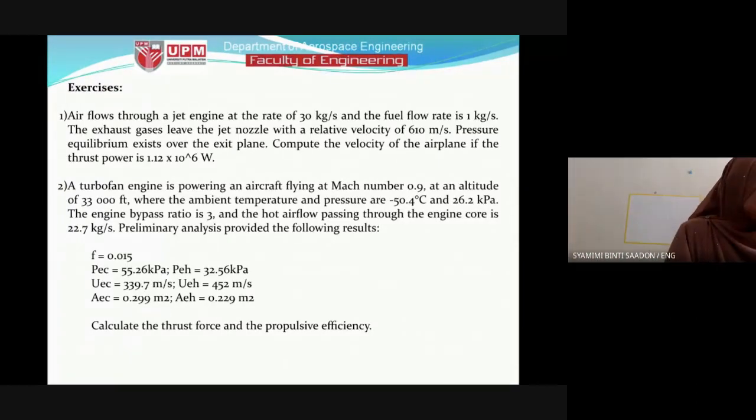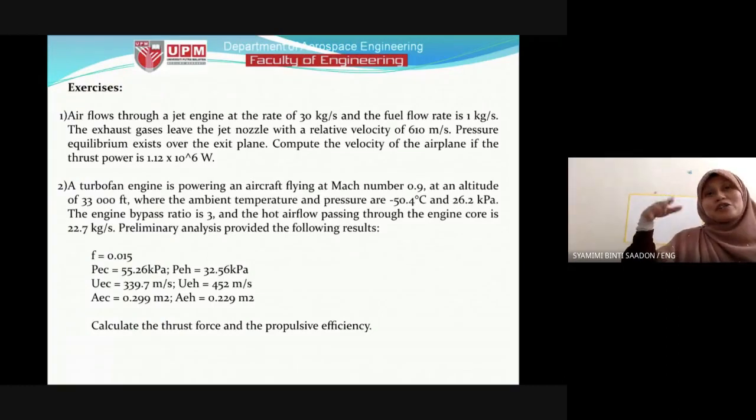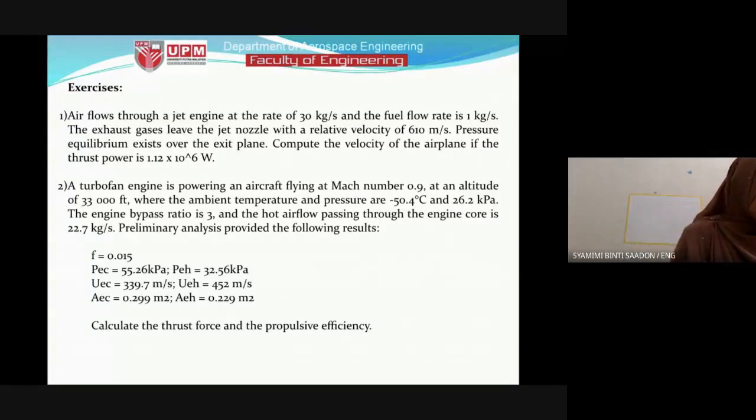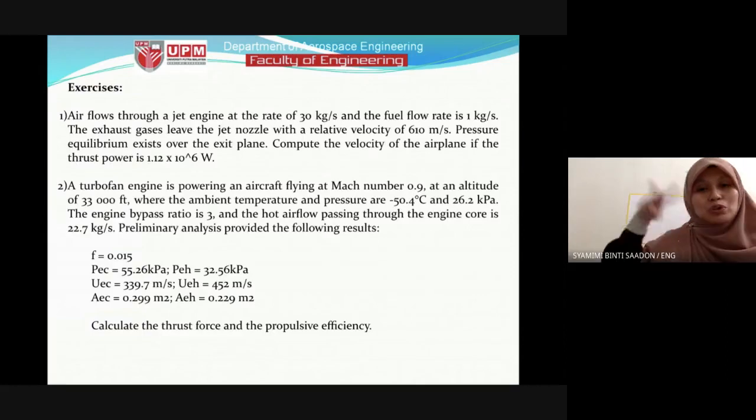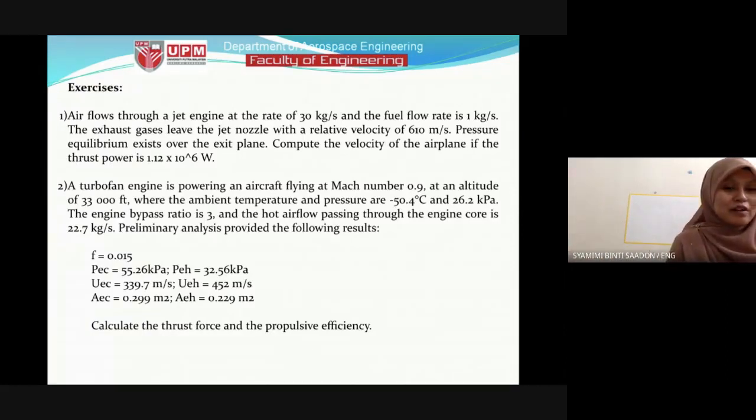I think the equation for thrust for a turbofan is given in last week's slides. Otherwise, you can try to derive the thrust force equation for a turbofan by including another two terms for the cold air.